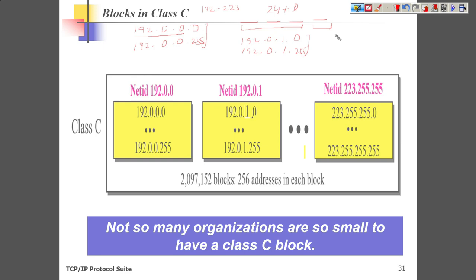Likewise, if you look at the last block, it goes up to 223, so 223.255.255.0 and 223.255.255.255. Now see, this is your network part. In this block, if you want the first address, the host ID will be all 0s, and the last address is all 1s. So this is going to be your last block. I think you have understood how these blocks have been configured, the first address and the last address. So let's move to the next part.